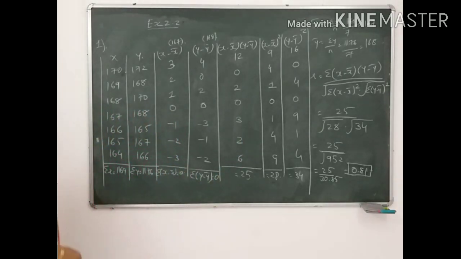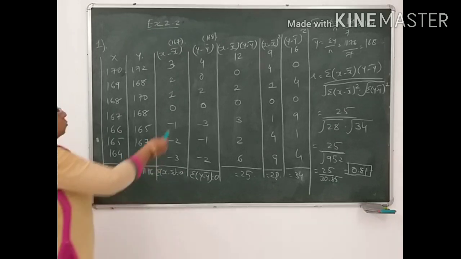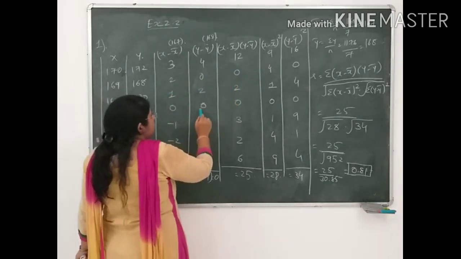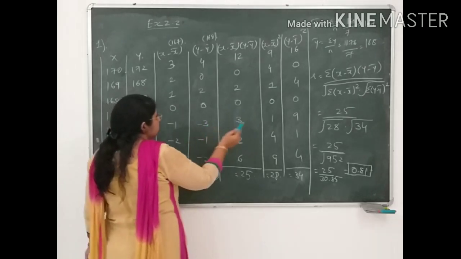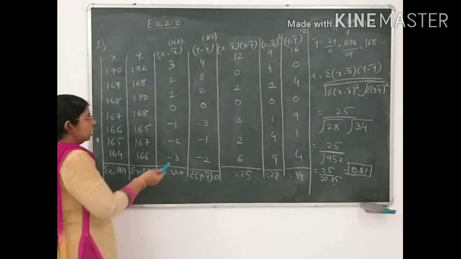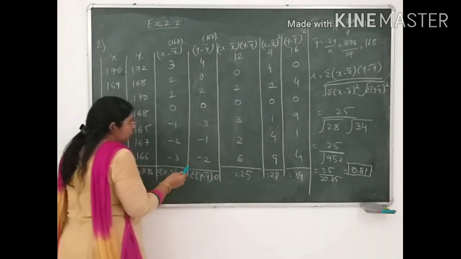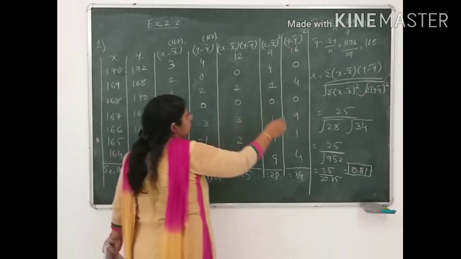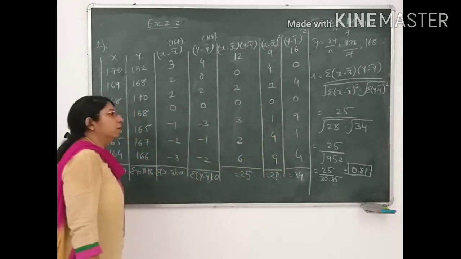In a similar way, we have to do the square of y minus y bar. So 4 square would come 16, 0 means 0, 2 square means 4, 0 again 0, 3 square means 9, negative 3 is there, but when we do the square it will become positive. Minus 1 square so it will come plus 1, minus 2 square so it will come plus 4. Now sigma (y minus y bar) square total would come to 34.